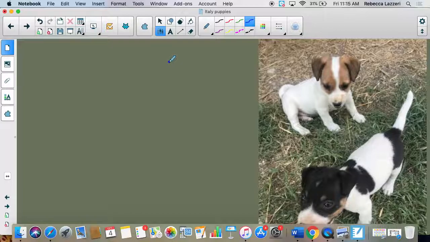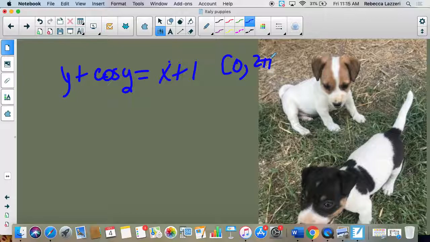Consider the curve given by the equation y plus cosine y equals x plus 1. Emma pointed out this morning when we were working this problem that you're only on the interval from 0 to 2 pi, which saves you some work. Now, let's read the question.